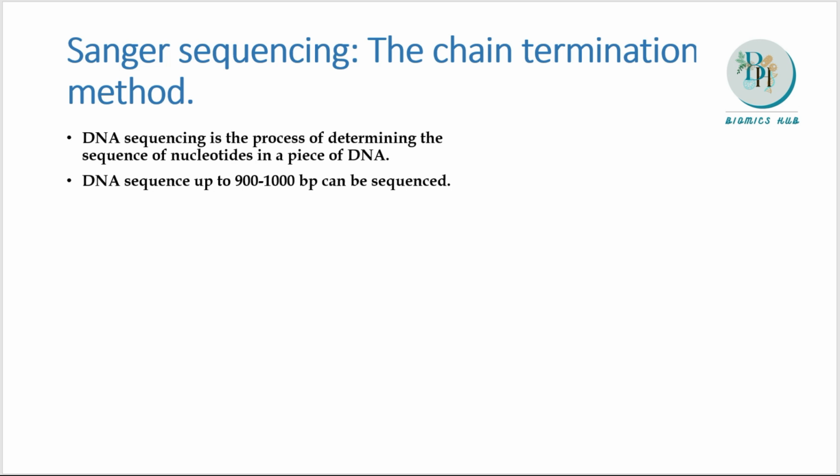Suppose we have a piece of DNA and we want to know how the nucleotides are arranged. That means how the A, T, G, C, which are the nucleotide bases, are arranged and forming a DNA. So to know that, we will use a sequencing method. Sanger sequencing is also known as the chain termination method, and we use it to sequence 900 to 1000 base pairs.